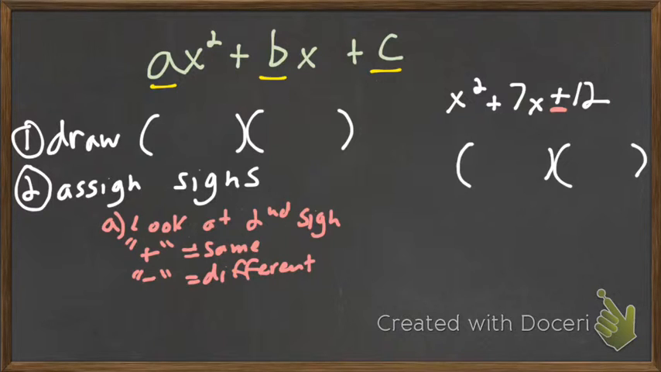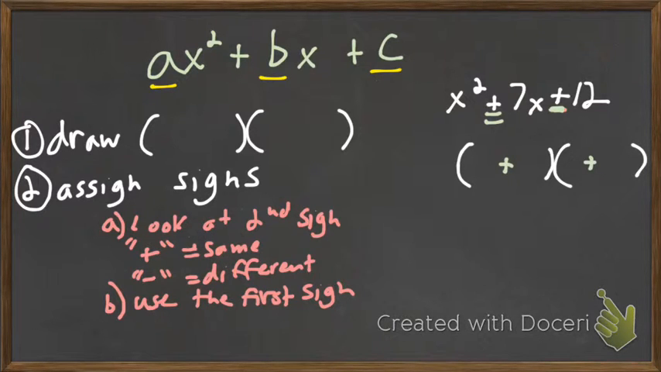Okay, so the second part of this is to use the first sign. Now that I have that written down, let me explain what I'm talking about. We're looking at our second sign in our problem up here. It's a plus sign, so what does that tell me? It's going to be the same. So I'm going to use my first sign to figure out what they need to be. The first sign is also a plus sign. So now I know that since they're the same, both of these are going to have plus signs right there.